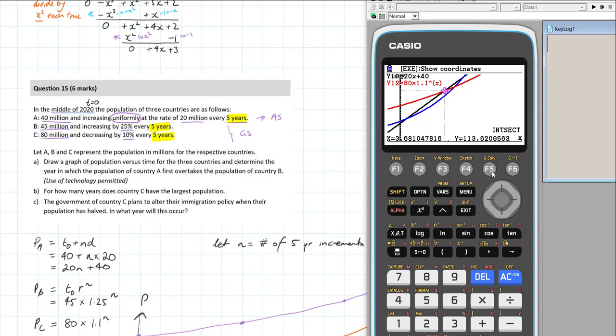So I've got, it starts, talking about the red one. Oh, actually, how many years does country C have the largest population? It's just from time equals 0 to then. So then is X equals 3.68104. So we'll just record that. And then the last one, the government of country C's plans to alter the immigration policy when their population is halved. In what year will this occur?